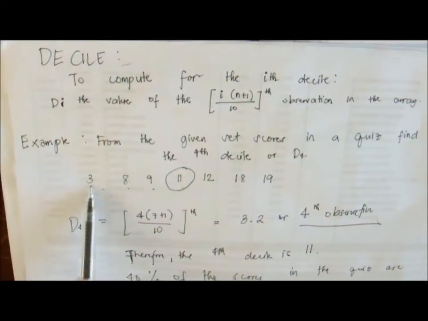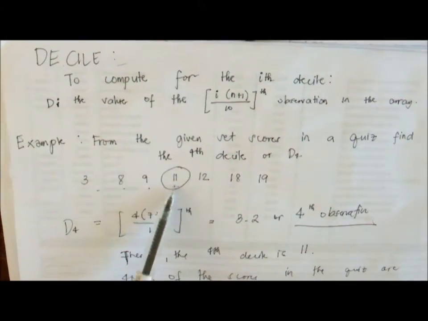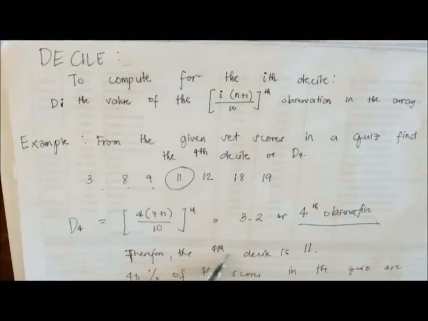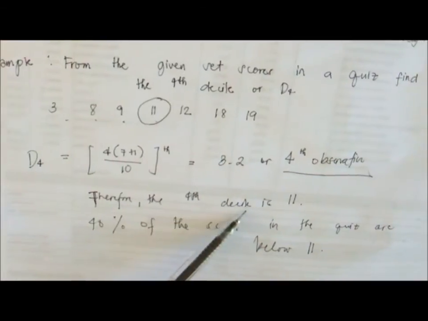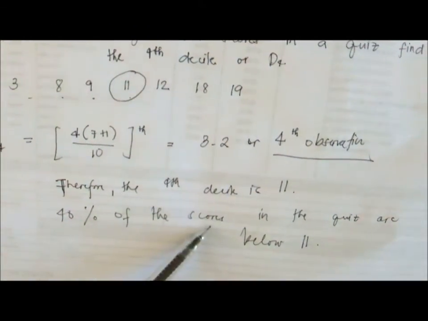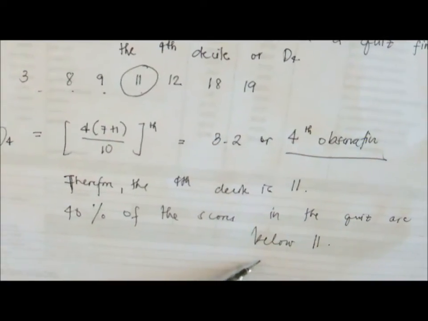So you will count 1, 2, 3, 4. So this is the 4th observation, and 11 is the 4th decile. So in how to interpret this, therefore the 4th decile is 11. 40% of the scores in the quiz are below 11.